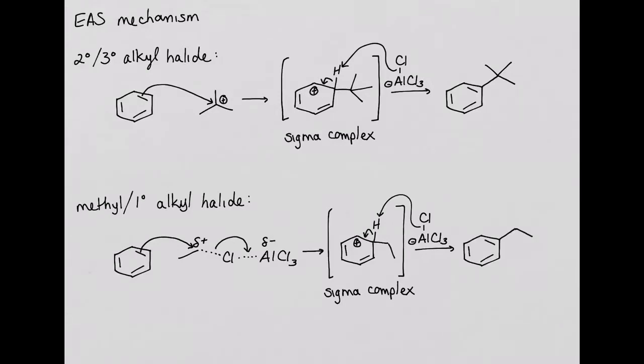Again, remember that these are only abbreviated mechanisms. The complete mechanism shows both the generation of the carbocation, or alkyl halide aluminum trichloride complex, as well as the formation of the sigma complex, all resonance contributors, and the deprotonation of the sigma complex to reform the aromatic final substituted product.